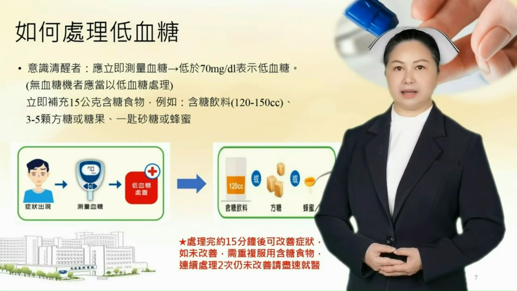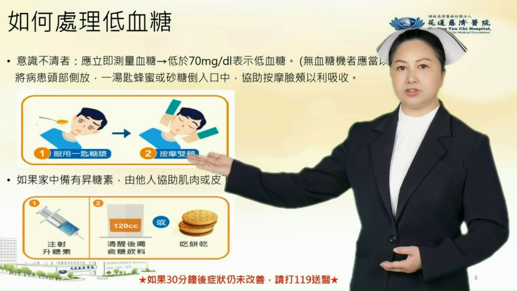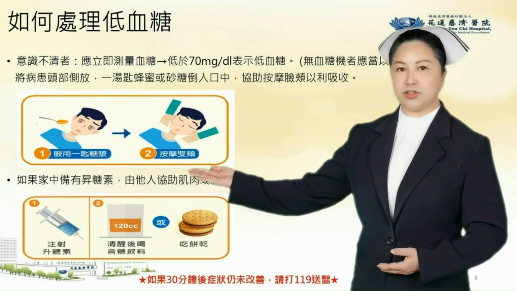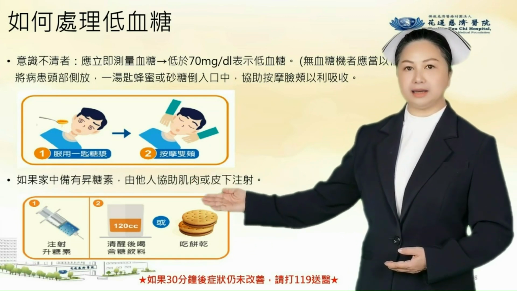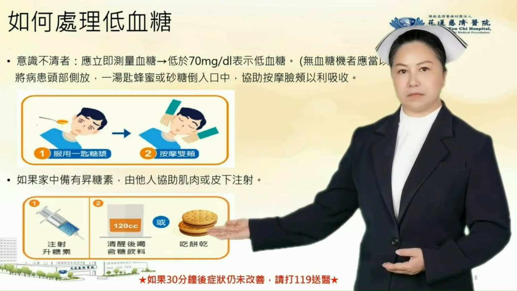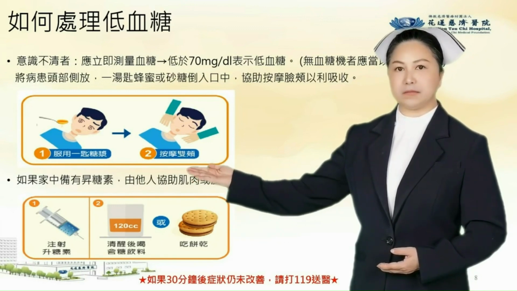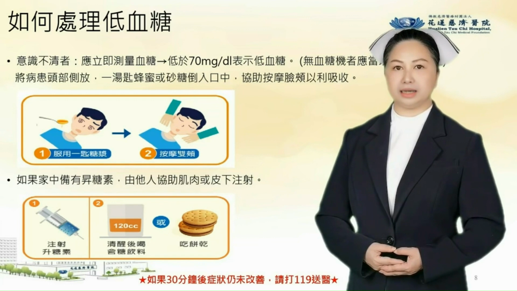If continuous treatment twice still does not improve, please seek medical attention as soon as possible. If the patient is unconscious, also measure blood sugar immediately; below 70 indicates hypoglycemia. At this time, a tablespoon of honey or granulated sugar is placed in the patient's mouth, and massage the cheeks to facilitate absorption. If you have glucagon at home, remember to inject it intramuscularly or subcutaneously with the help of others. If symptoms do not improve after 30 minutes, please go to the doctor as soon as possible.